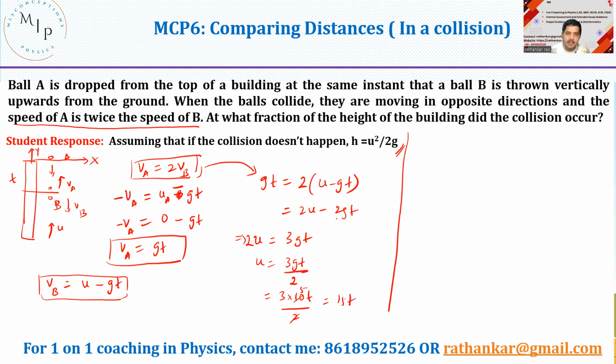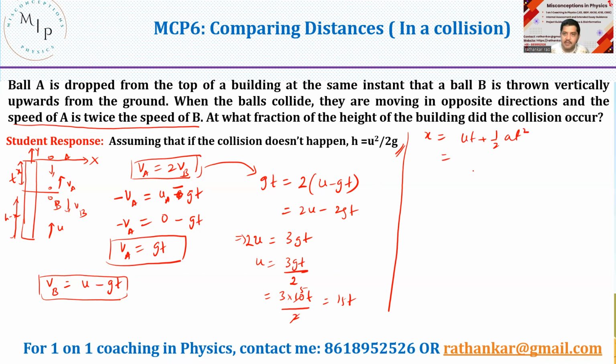Now what do we need here? We need this x. See, this is called x, that's what we have called x. And this is h minus x. Let us find x. x should be given as ut plus half at square.